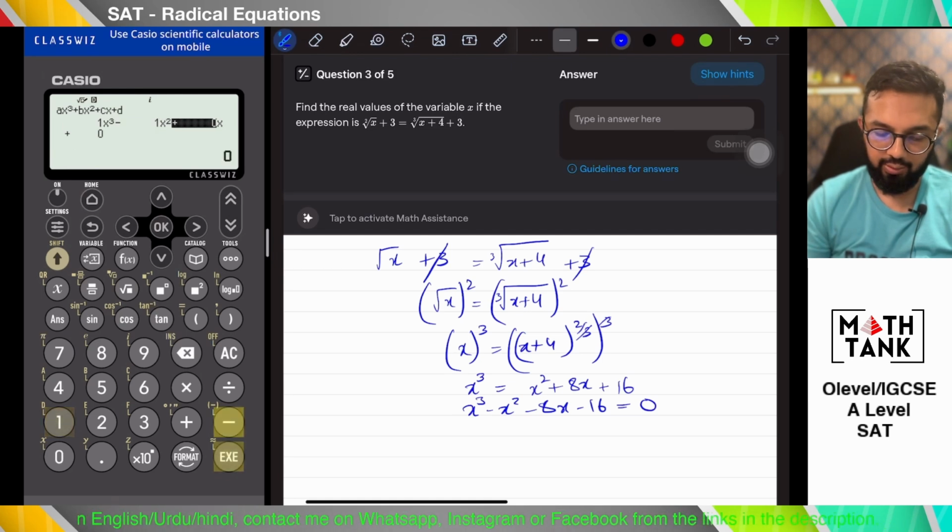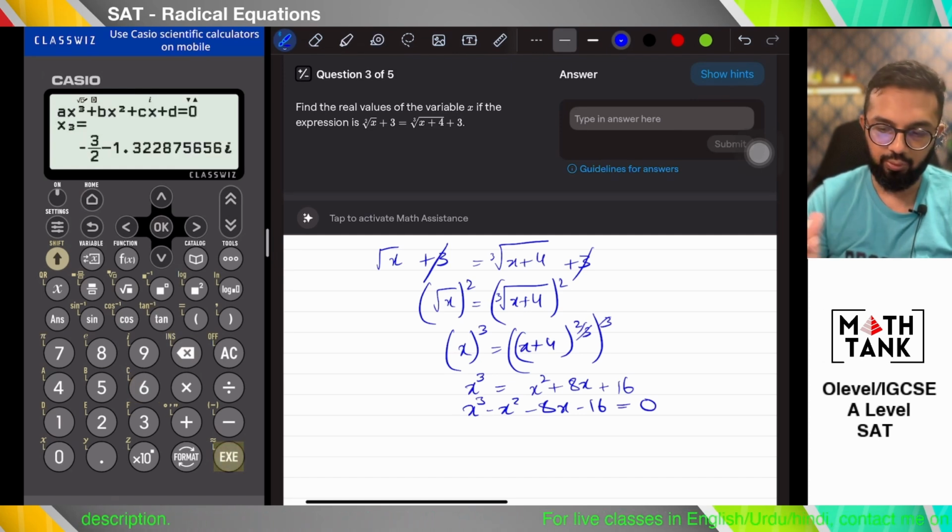I would have also done this directly on my calculator without even squaring and everything. And using the solver, I would have gotten the right answer. Solve. Say 4, and then 2 and 1 real roots. So 4 is the real answer.